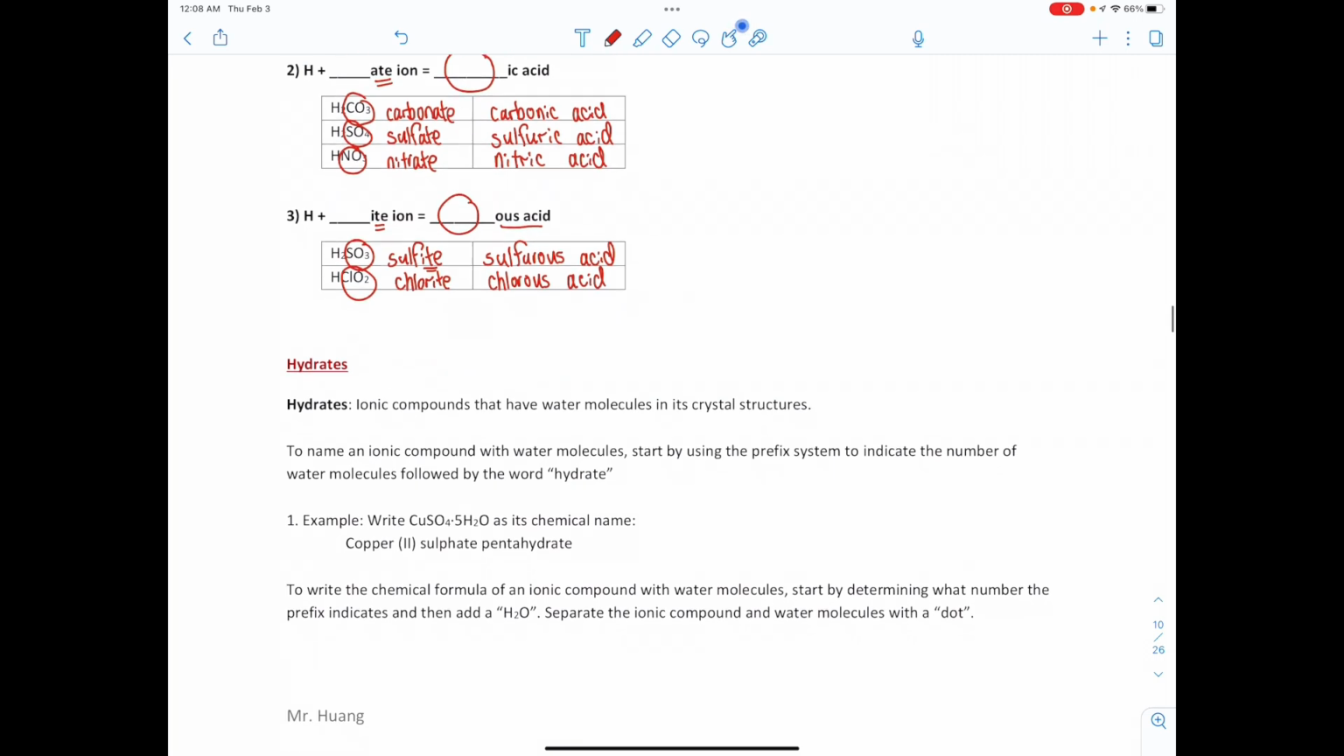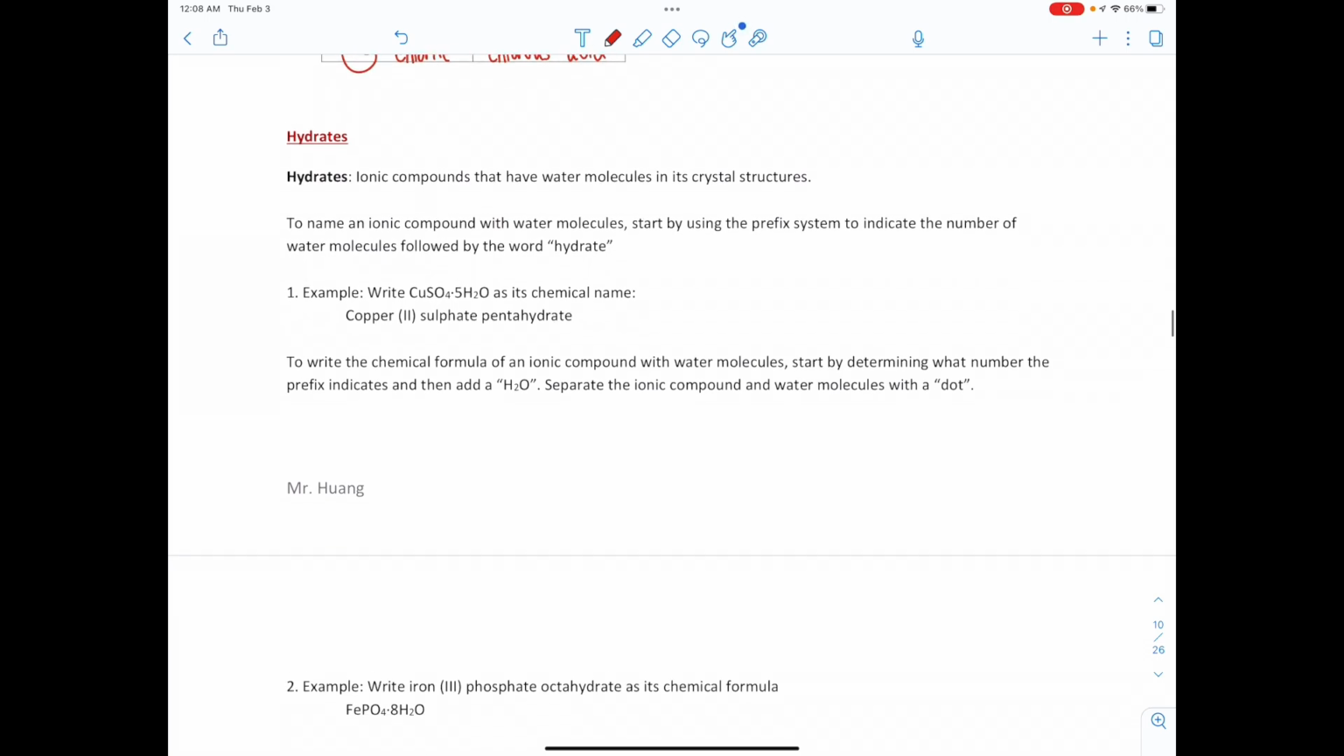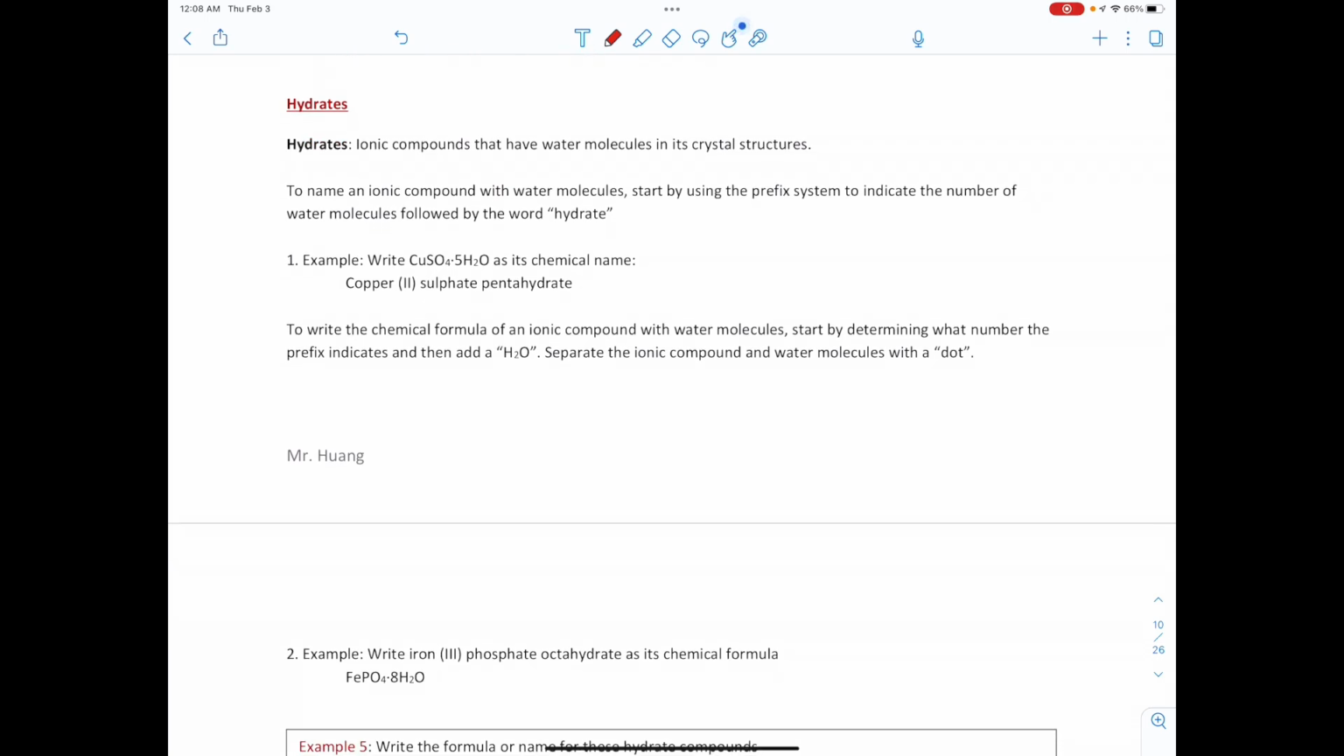And the last thing that we're going to learn, and this should be new, is naming hydrates. Hydrates are ionic compounds that have water molecules trapped in their crystal structures. You may have learned that ionic compounds are like a crystal lattice, very organized, with the elements in different patterns. And sometimes in its crystal lattice, there are water molecules trapped inside. That's what we call hydrates.